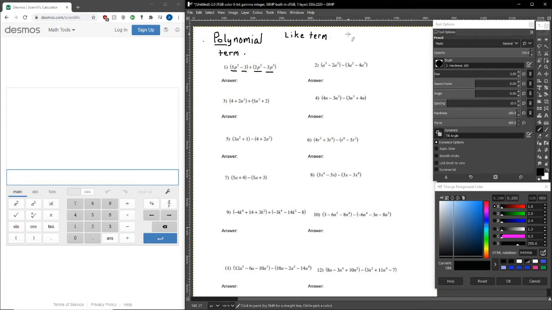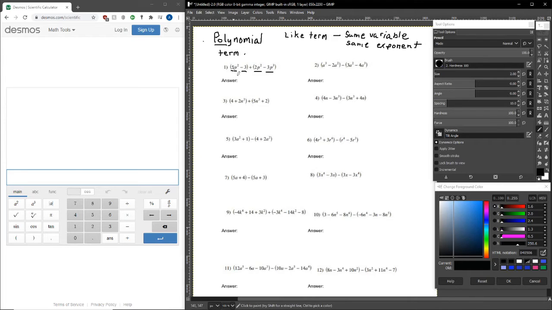And something is a like term if it has the same variable, so the same letter, and it has the same exponent. You have to have the same variable and the same exponent if you're going to be adding them, because that's what makes like terms, and only like terms can be added.